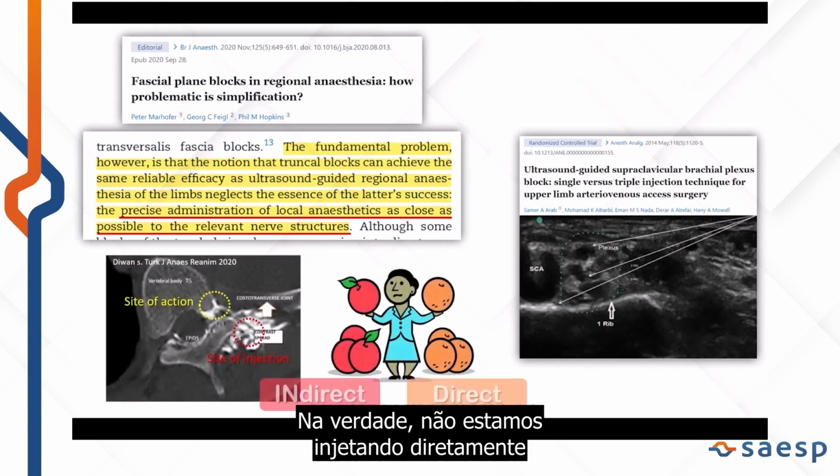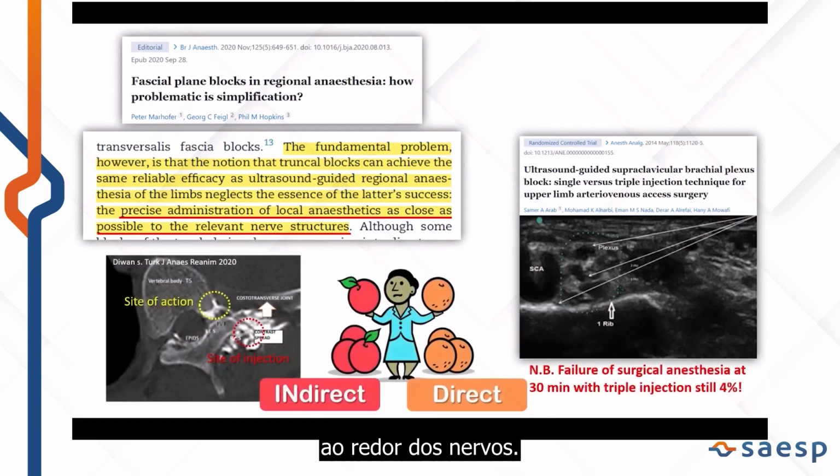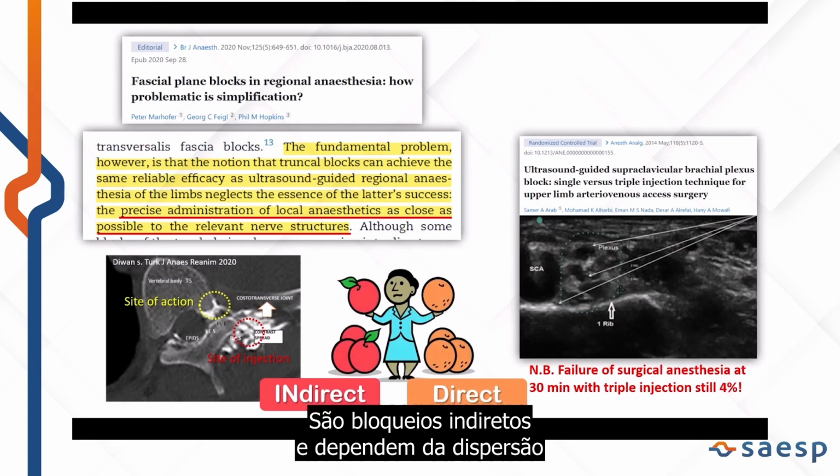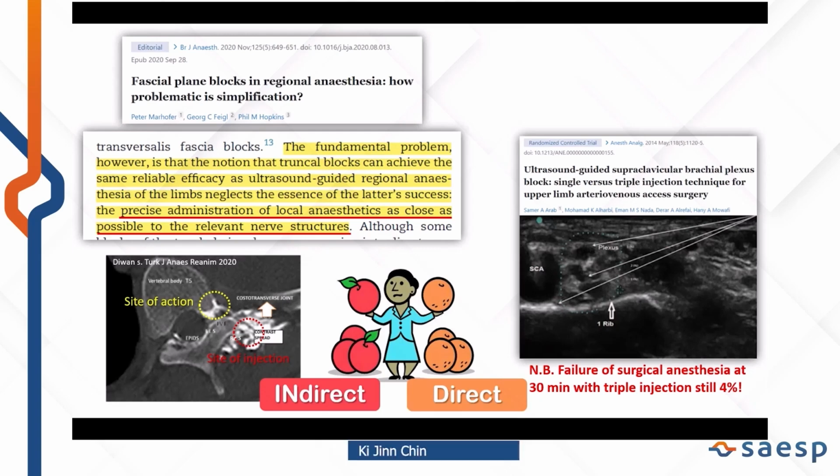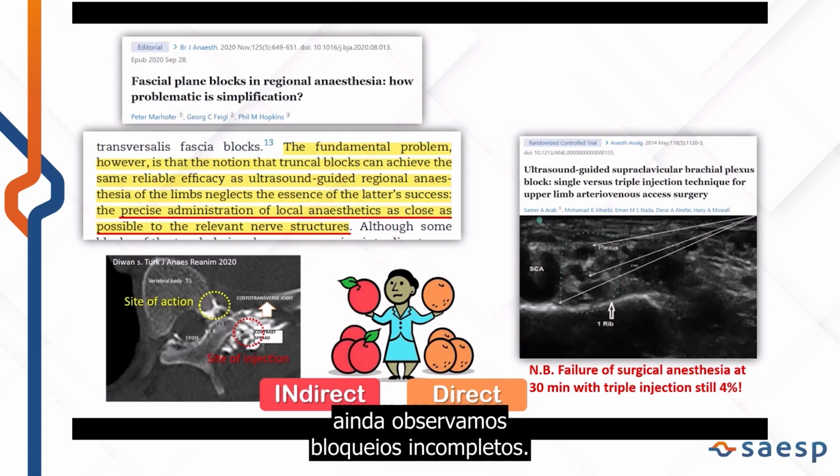We're not actually injecting directly around nerves. These are indirect blocks, and they rely on spread of some of the local to the desired targets. However, I want to call your attention to the fact that even when we do perform direct nerve blocks, such as in this example, a supraclavicular brachial plexus block with triple injections, and we do this aggressive needling and injection, you still observe incomplete blocks.